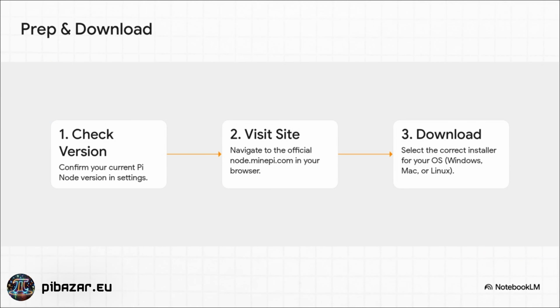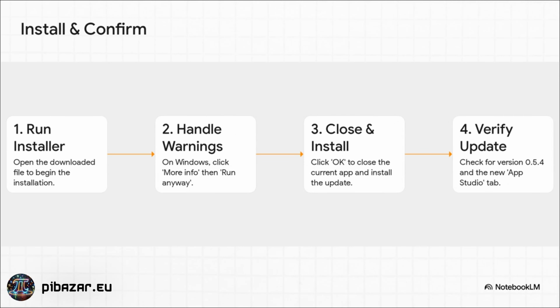First step, super simple. Just pop open your current Pi node app and double-check that your version is older than 0.5.4. Once you've confirmed that, open up your web browser, go to that official site, node.mypi.com, and grab the right installer for your system, whether that's Windows, Mac, or Linux.